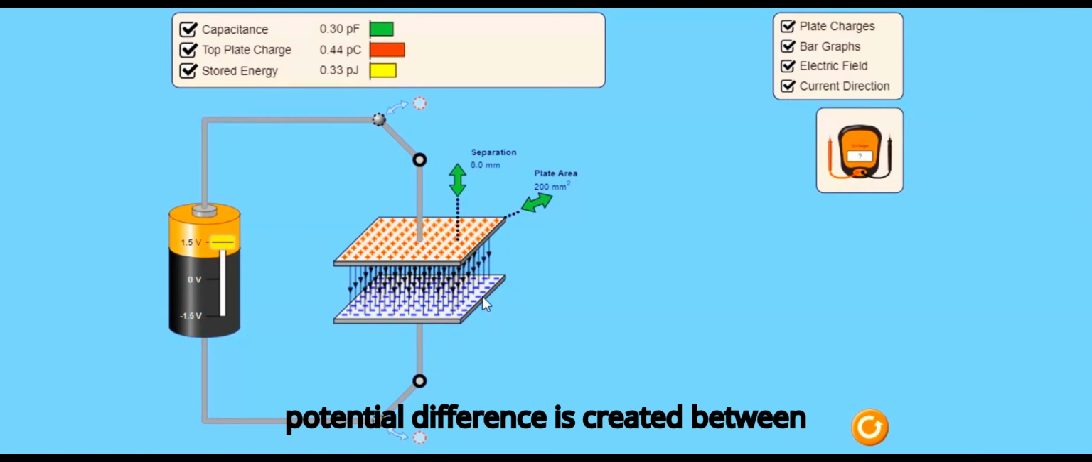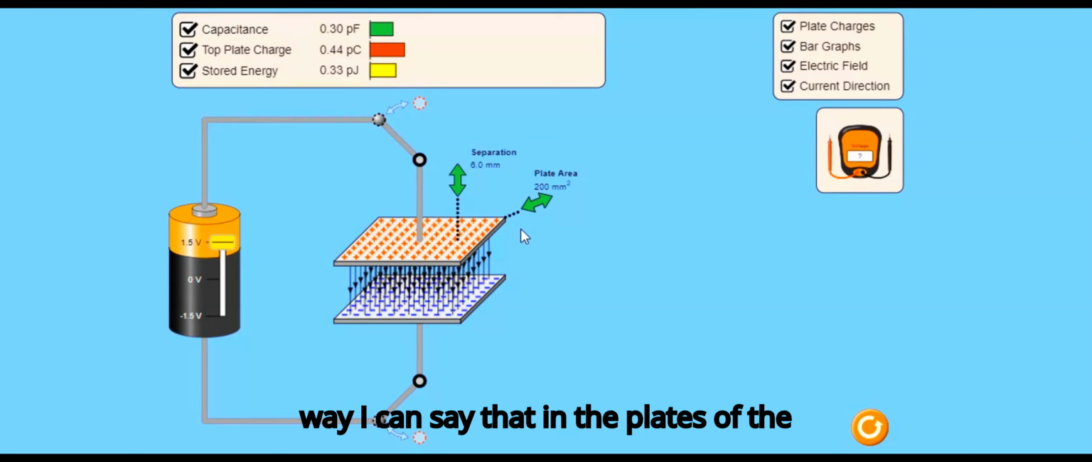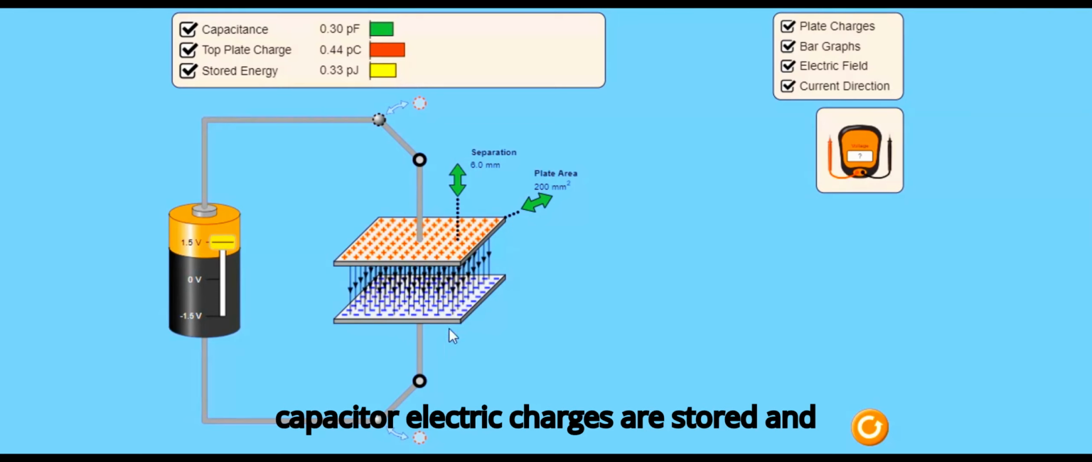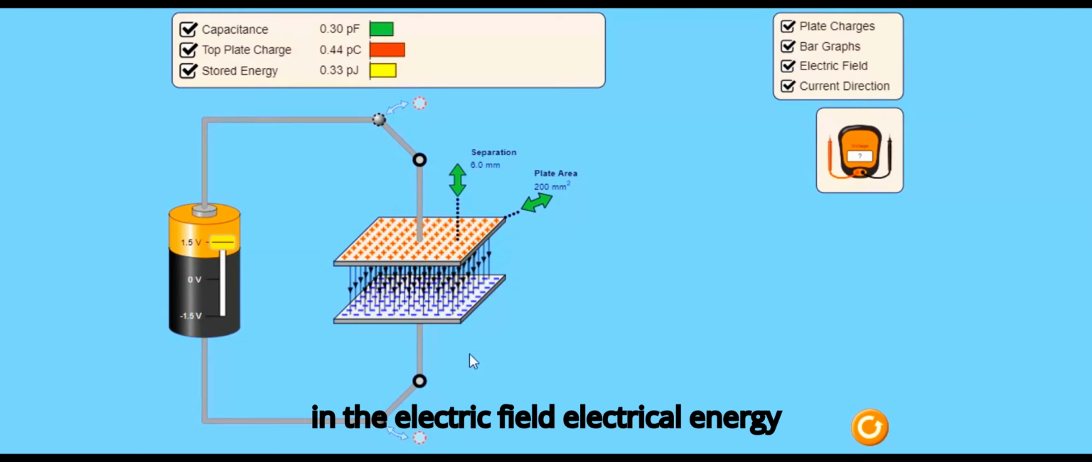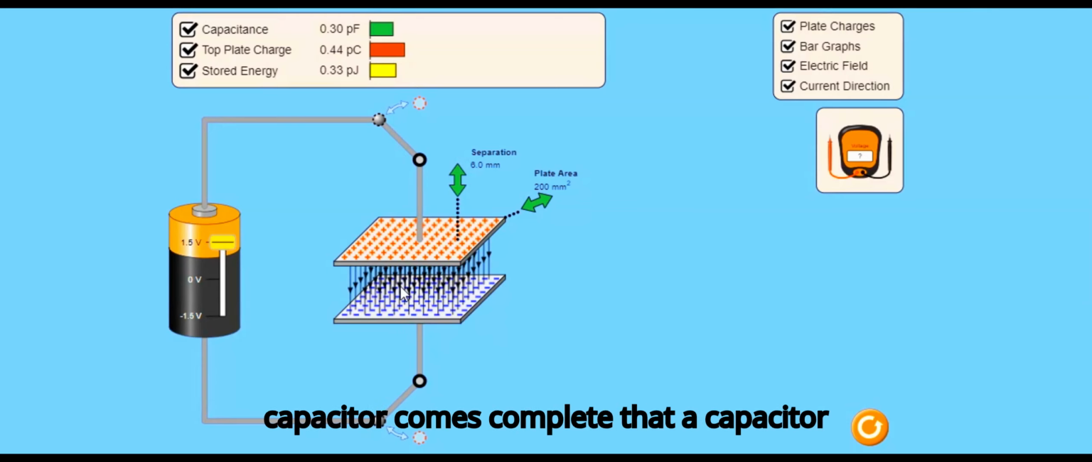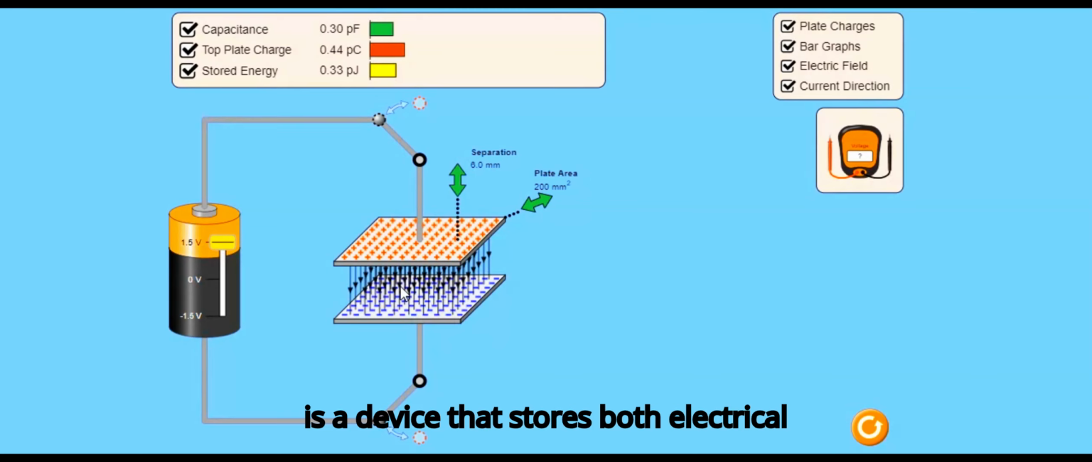In this way, a potential difference is created between the two plates of the capacitor and an electric field is created, and it is in this electric field that electrical energy is stored. So I can say that in the plates of the capacitor electric charges are stored, and in the electric field electrical energy is stored. Here our definition of the capacitor comes complete: a capacitor is a device that stores both electrical energy as well as electric charges.